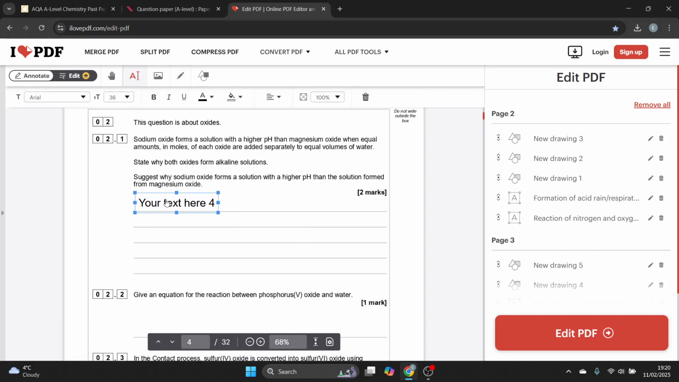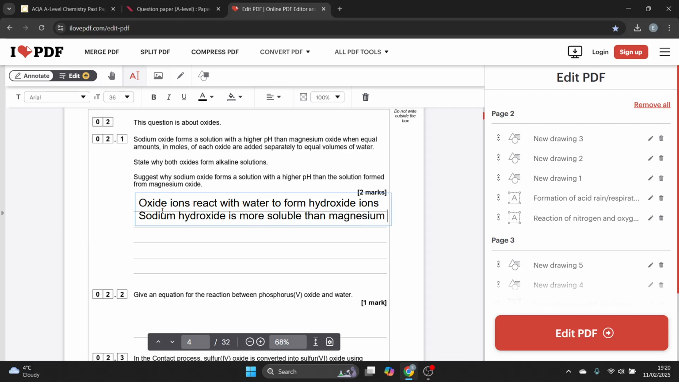State why both oxides form alkali solutions. Suggest why sodium oxide forms a solution with higher pH than magnesium oxide. Why they form alkaline solutions? Because the oxide ions react with water to form hydroxide ions. And then why does sodium oxide form a solution with a high pH? The idea that sodium hydroxide is more soluble than magnesium hydroxide, and therefore if it's more soluble, it's going to have more OH minus ions.